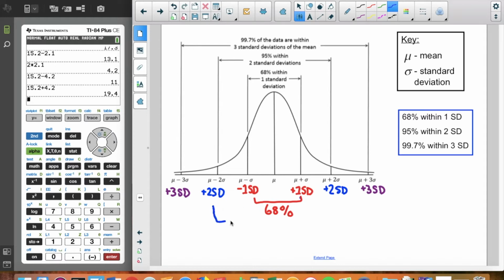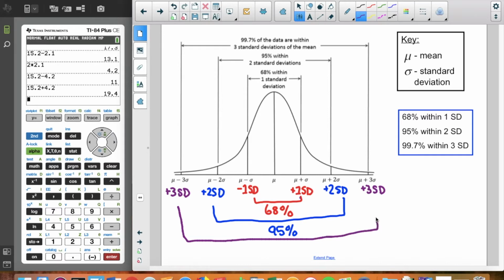95% of our data lies within 2 standard deviations. And lastly, 99.7% of our data are within 3 standard deviations. So 99.7%. This is super important that you know these three percentages. It's also called the empirical rule. So just keep that in mind. All right? And now, I'm going to move forward.